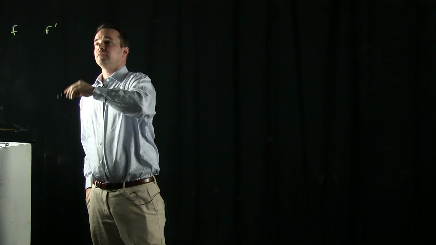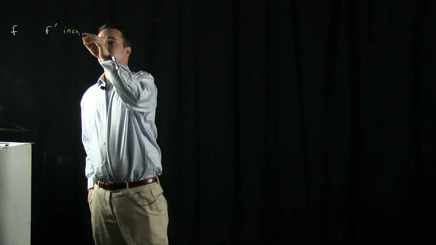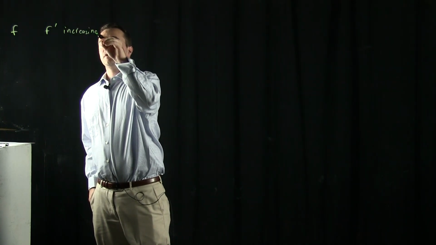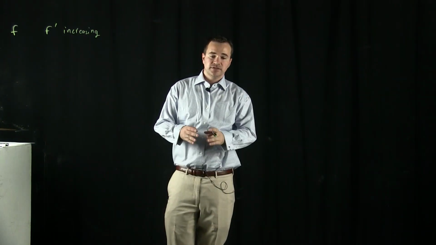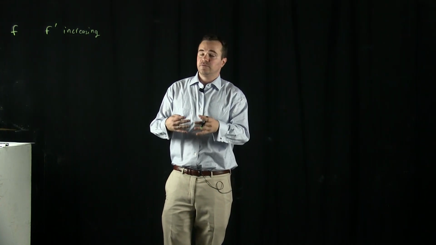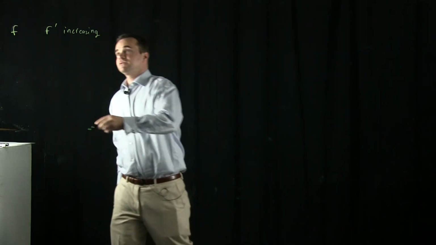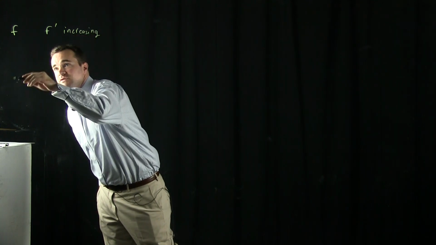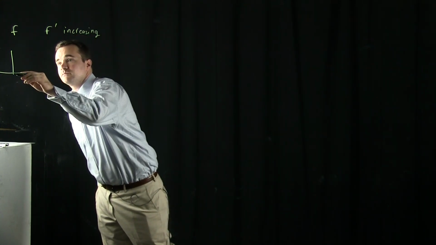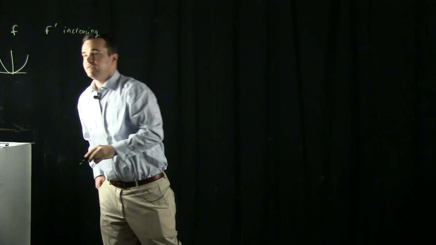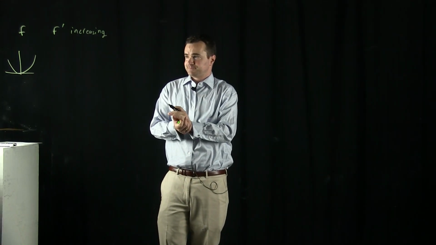and I'm going to say that this function is concave up if the derivative f prime is increasing. And the classic example of a function that's concave up is, let's look at f of x equals x squared. Nice parabola, it opens up like that.